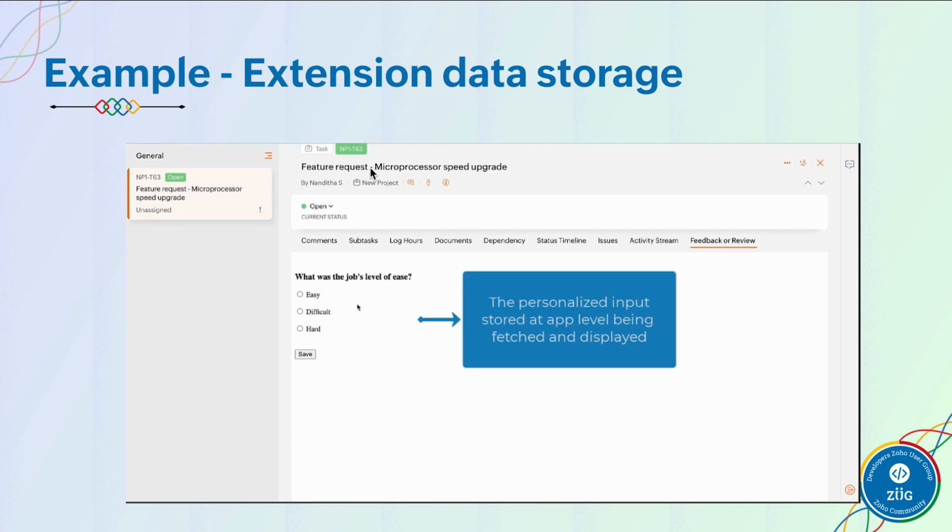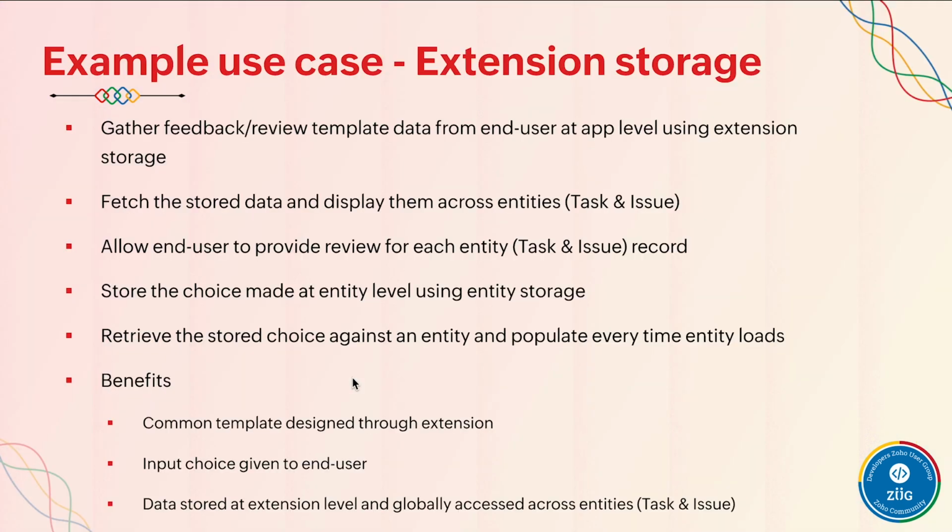If you remember, we also told that as part of this example use case itself, we can use the entity level data storage concept as well. Once the review is provided, that review is specific to this task. So that can be stored using the entity.store method, so that next time this particular task loads, using the entity concept, we can retrieve that particular value and display it to the end user. So that's the use case over here.